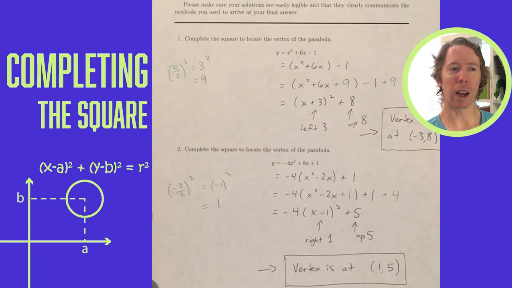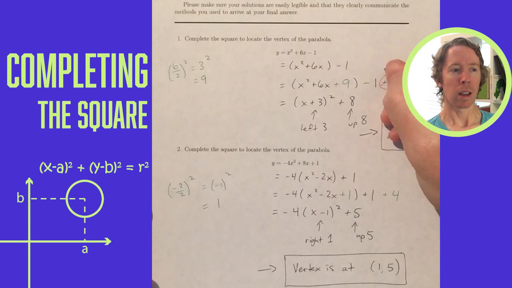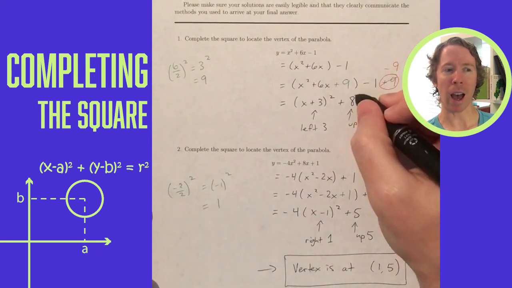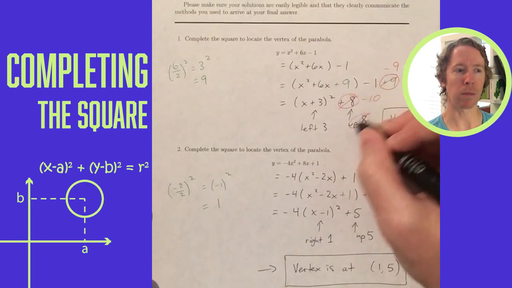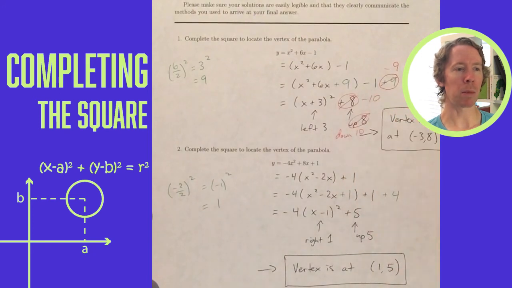So when I realized that I had made a mistake, I went back and fixed it. I changed the plus 9 on the outside to a minus 9. Again, that's to make sure that the right side of the equation is not changed. If I add 9 arbitrarily, I need to also subtract 9 to balance it out. So then the plus 8 becomes a minus 10, and that means my vertex, instead of being pushed up 8, will be pushed down 10.